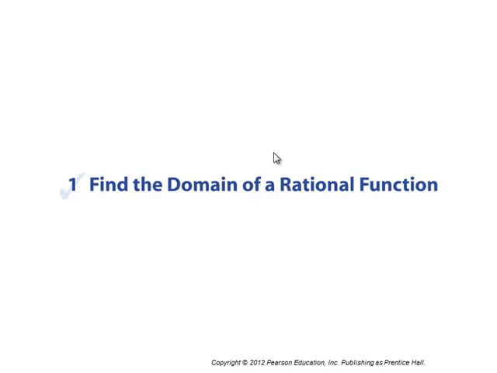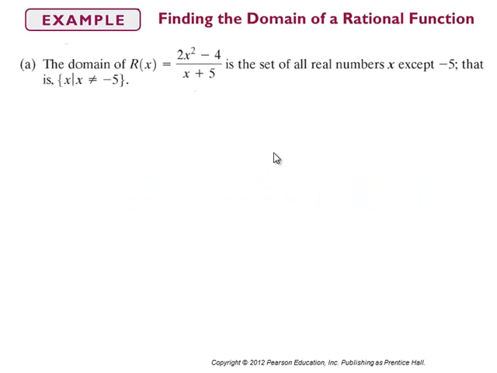So when we talk about the domain of a rational function, all we really need to do is take a look at the denominator. Set the denominator equal to 0, solve for x. And this one is pretty simple, really. Just x plus 5 equals 0. That means x is equal to negative 5. So we'll exclude negative 5. And we could write the domain just like this using set builder notation.